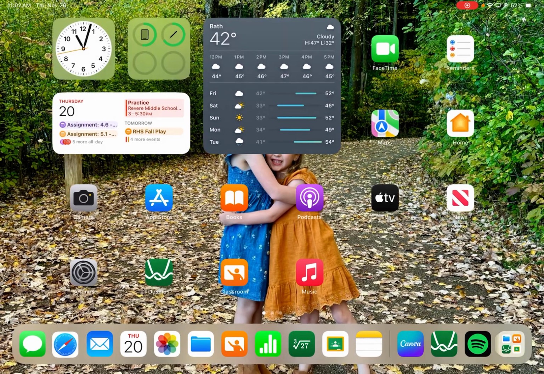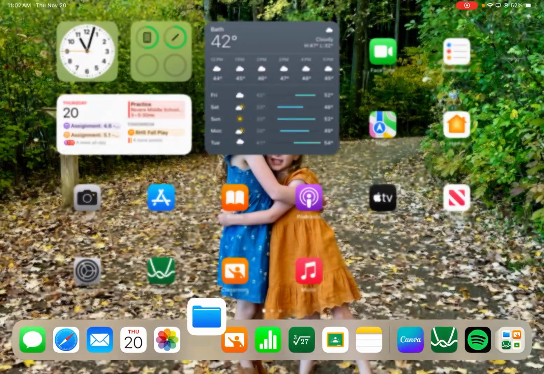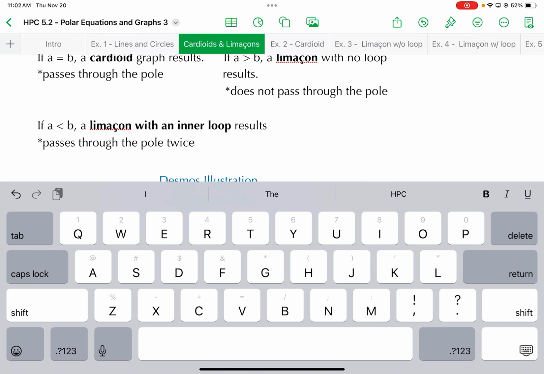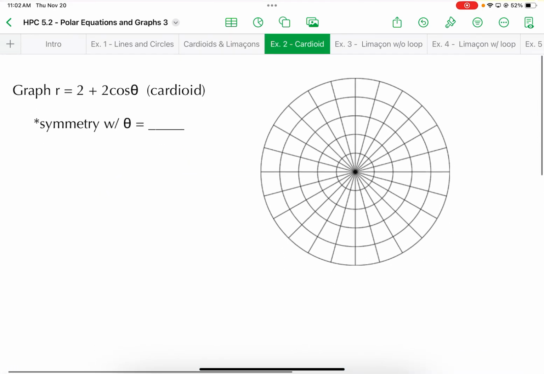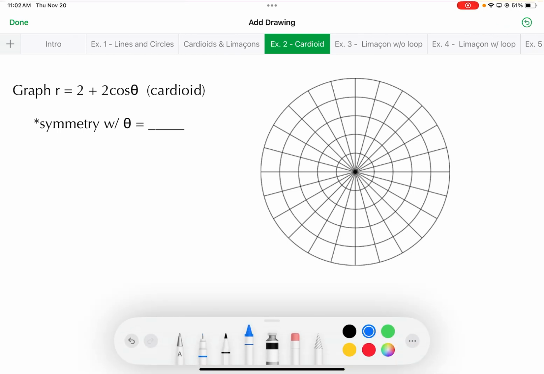All right, so let's go to the notes. I've got a couple different examples prepared of these. Okay, so let's just do a cardioid first. Okay, so how do I know it's a cardioid? A and B are the same value. I see cosine in there. I know I have symmetry with theta equals 0, or the polar axis. So I'm going to draw that in.